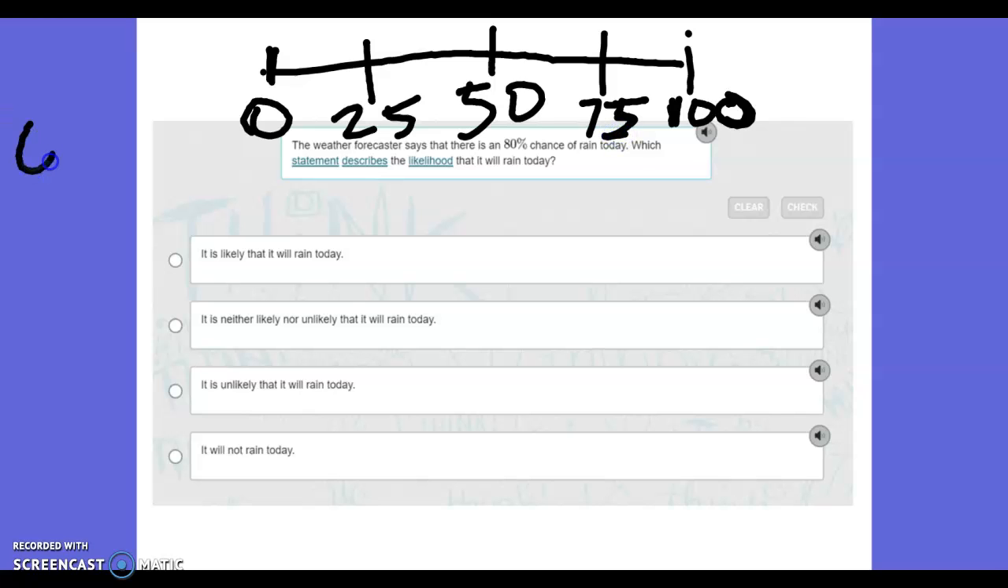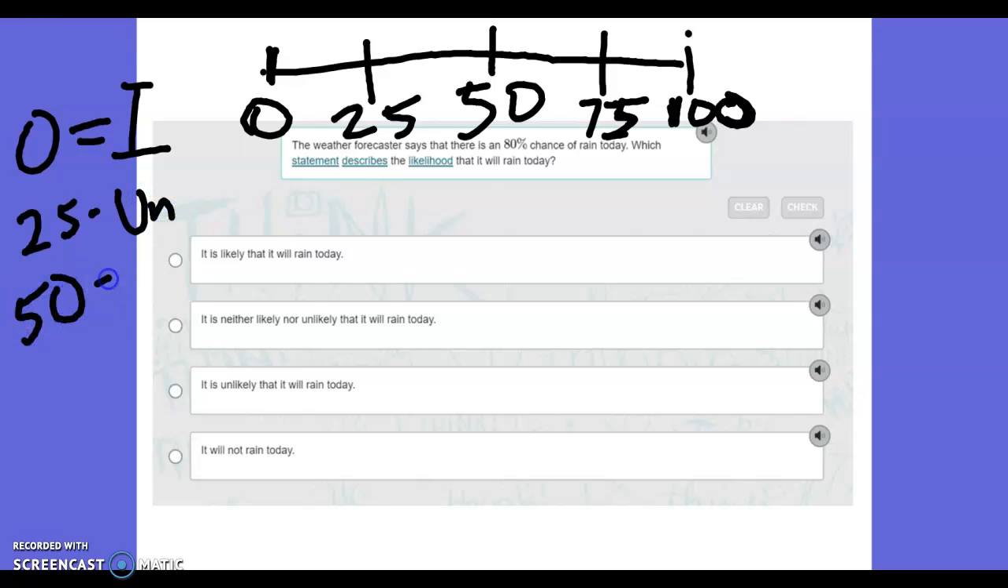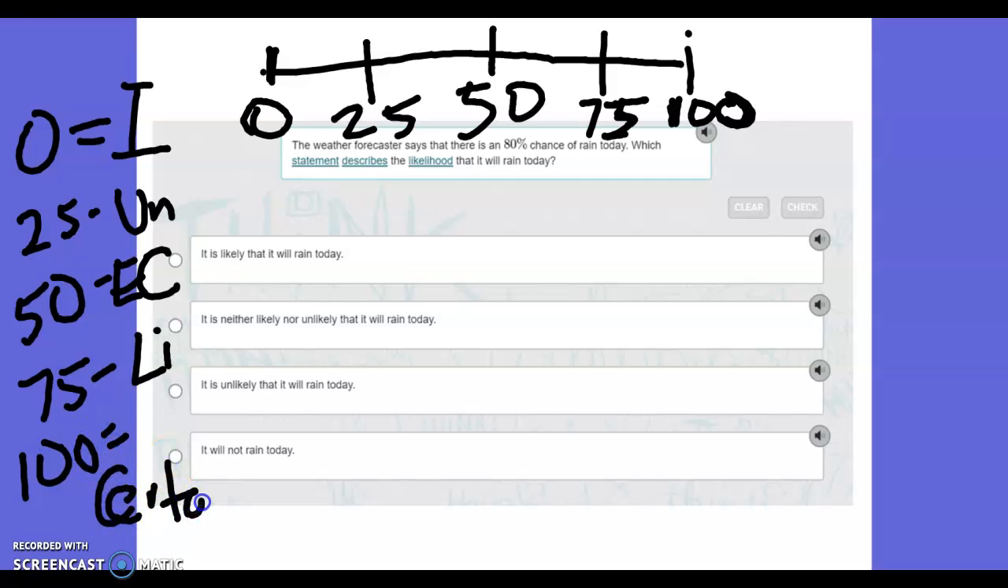Now, 0, remember, was impossible. 25 was going to be unlikely. 50 was going to be equal chance. 75% was going to be likely. And then 100% was going to be certain. Hopefully that translates. And these are all percentages, you guys. So 0%, impossible, 25%, unlikely, 50%, equal chance, 75% likely, and a 100% certain.